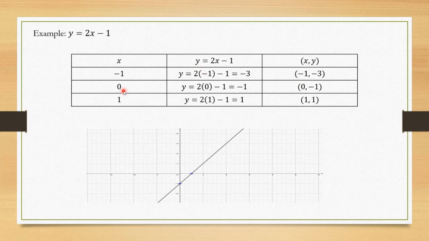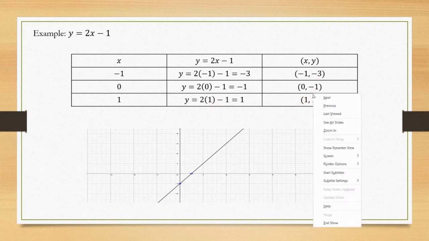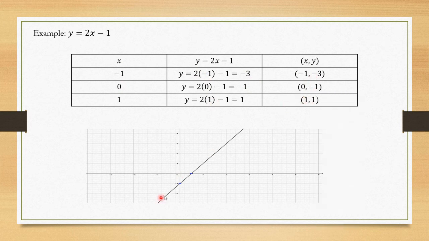From here, what do we get? x is 0. Again, that's just a number I'm choosing. We plug it in, we calculate y, we get negative 1. We get 0, negative 1. And so on. When x is 1, we calculate y, right? So we get 3 solutions here. And then we can plot them to get the graph of this.